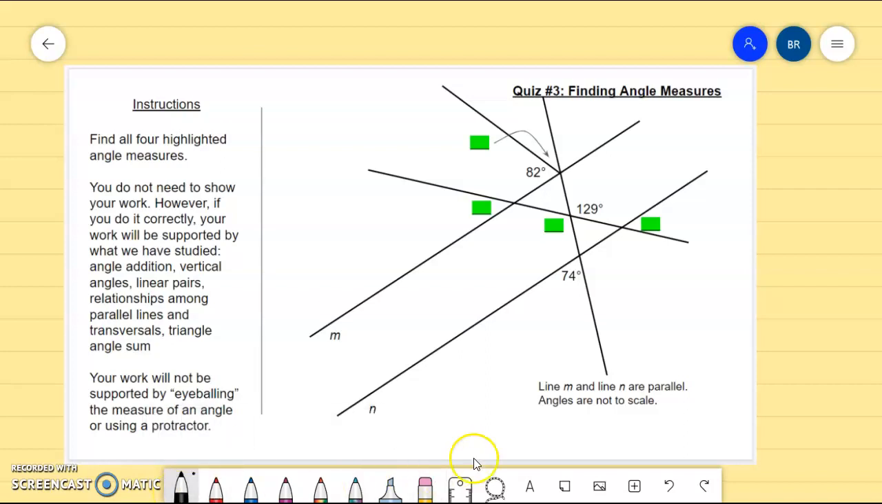Okay, let's find the missing angles here. We have 4 of them. We have 2 parallel lines. I'm going to mark those as parallel. And we have 2 triangles.